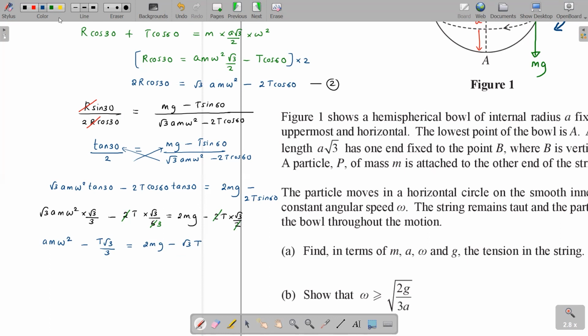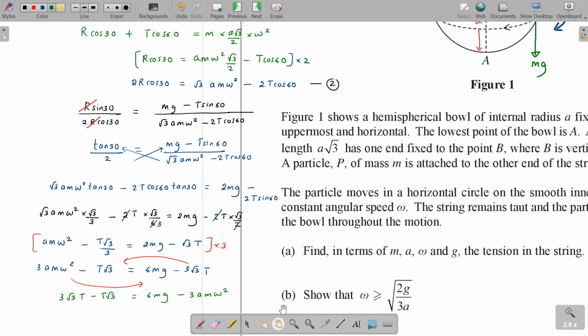Do you agree with me? I'll multiply the whole equation with 3. So I get here 3am omega square minus t root 3 over 3 into 3. The 3 cancels. 2 times 3 you get 6mg minus 3 root 3t. So I'll take the minus 3 root 3t here, and take 3am omega square to the other side. I end up getting here plus 3 root 3t minus t root 3 equals 6mg minus 3am omega square. Do you agree with me?